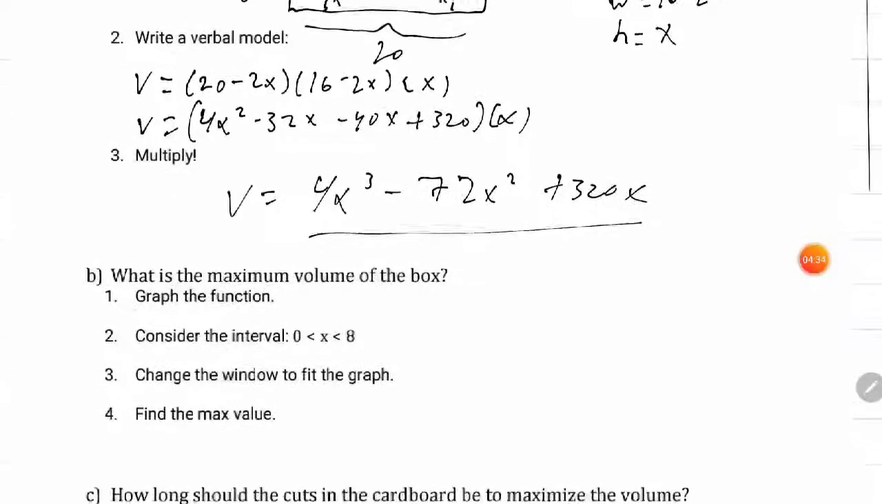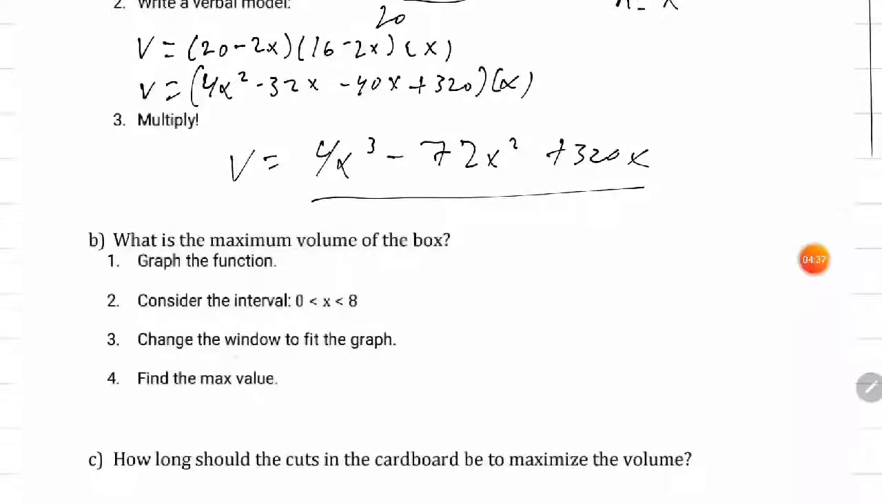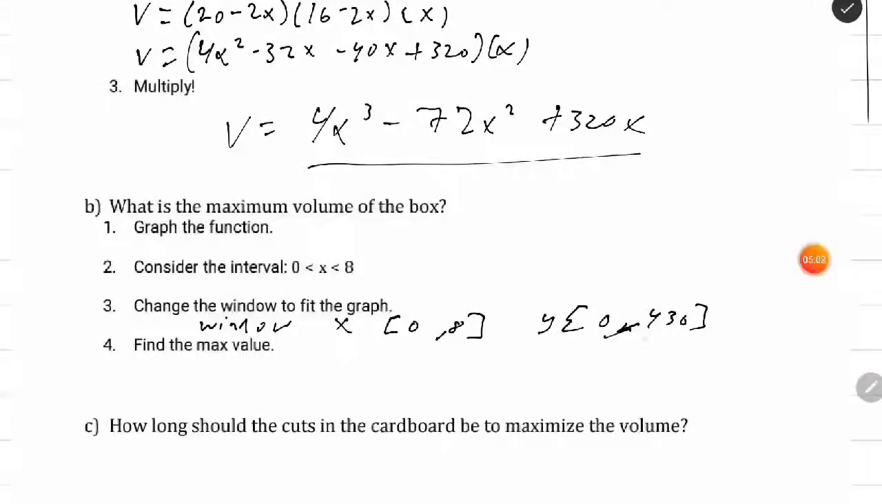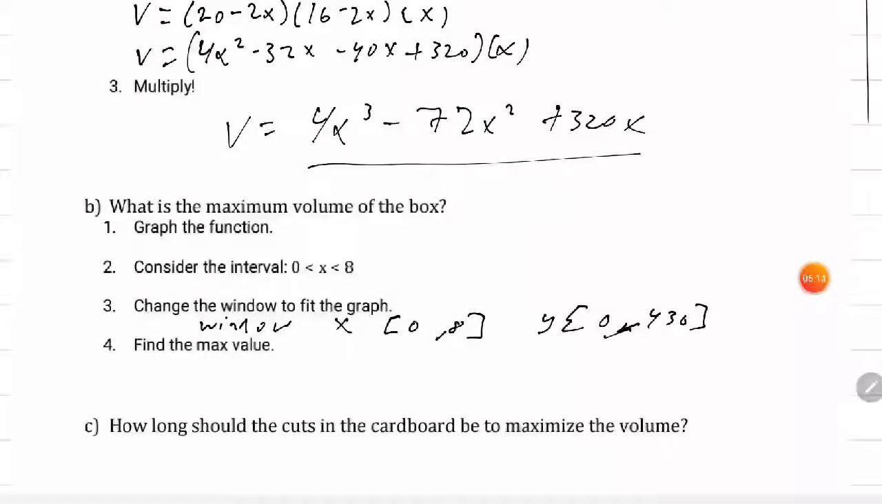So, I didn't realize this, but this is going to be a graphing calculator problem. So if you're using a graphing calculator, change your window. So for your x, it's going to be 0 to 8. And then for your y, it would be 0 to 430. So now I'm going to use Desmos because I still haven't found a really good calculator app. But if you're in class, I'll be using the graphing calculator.